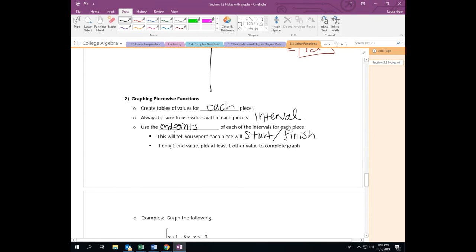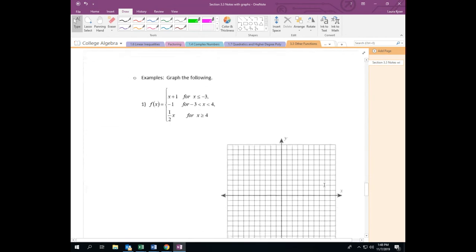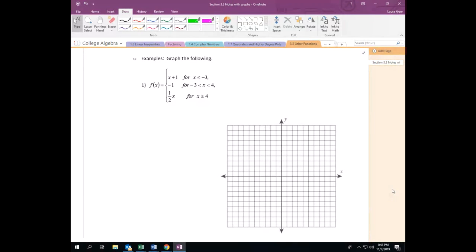If there's only one end value, and that's because these things are usually going off towards the infinities, we have to pick at least one other value so that we have an idea of what it looks like. So typically we'll have a couple values, maybe 3 values if we want, to determine what these piecewise functions are doing. So I'm going to look at this example that has 3 different pieces. And again, we are going to highlight so we have an idea here of what each one is, because we're going to have to make some different tables for these things.